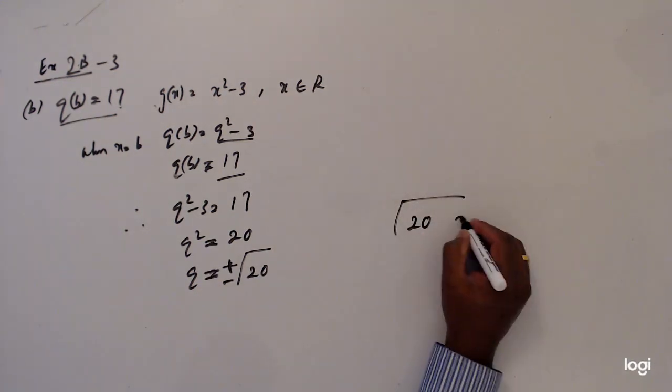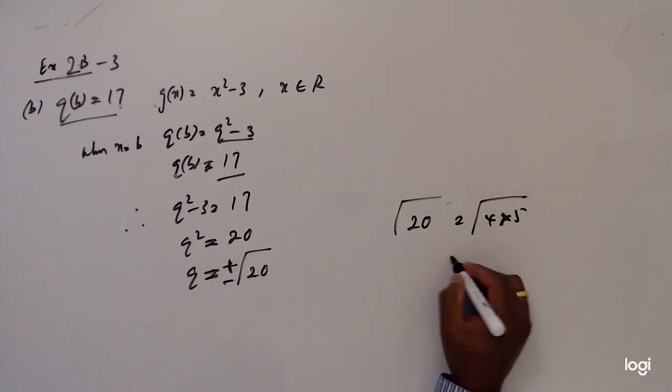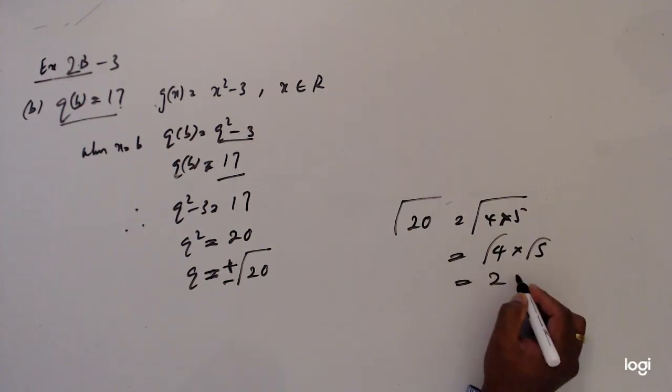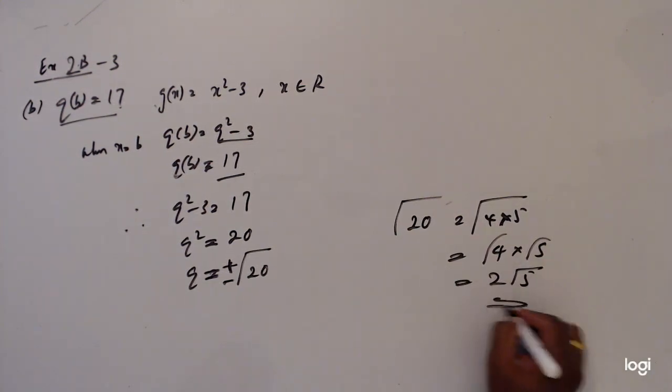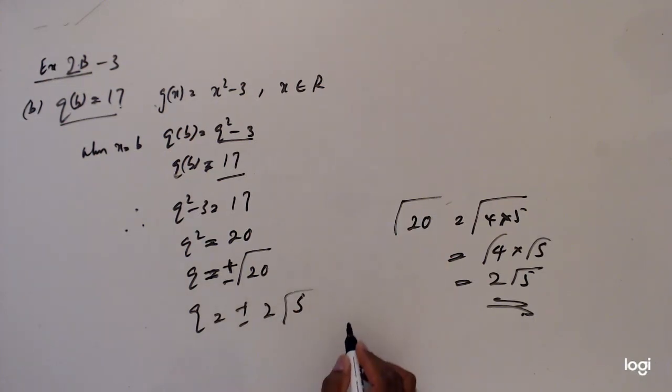Square root 20, 4 times 5, square root 4 times square root 5. This is going to be 2 square root 5. So b equals plus or minus 2 square root 5.